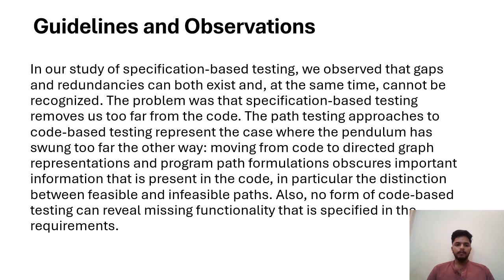Guidelines and observation. In our study of specification-based testing, we observed that gaps and redundancies can both exist and at the same time cannot be recognized. The problem was that specification-based testing removes us too far from the code. The path testing approaches to code-based testing represent the case where the pendulum has swung too far the other way. Moving from code to directed graph representations and program path formulations obscures important information that is present in the code, in particular the distinction between feasible and infeasible paths. Also, no form of code-based testing can reveal missing functionality that is specified in the requirements.